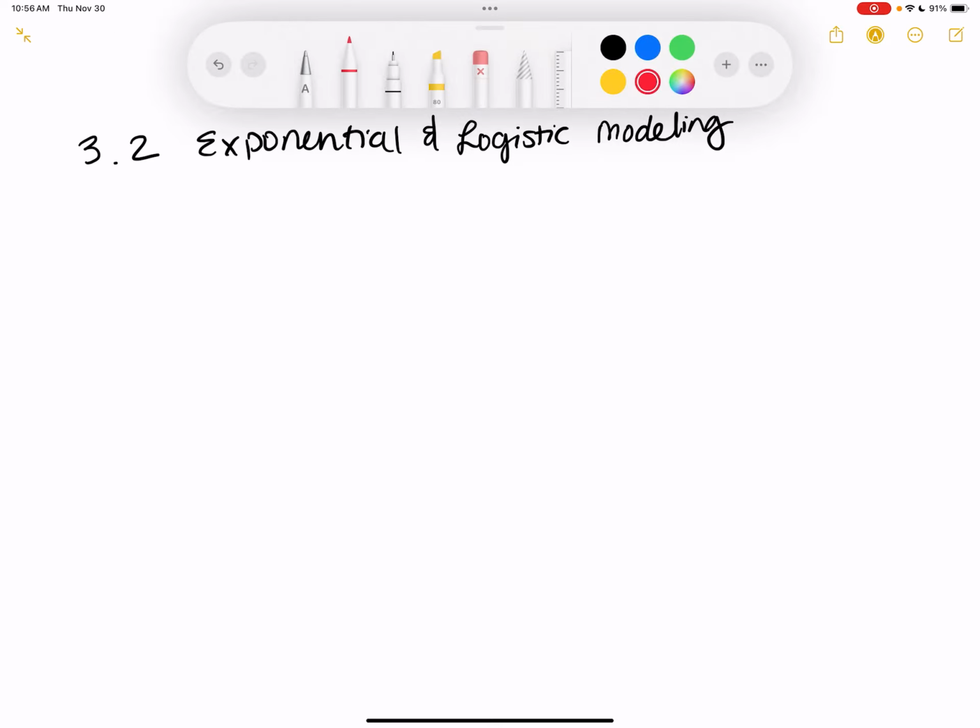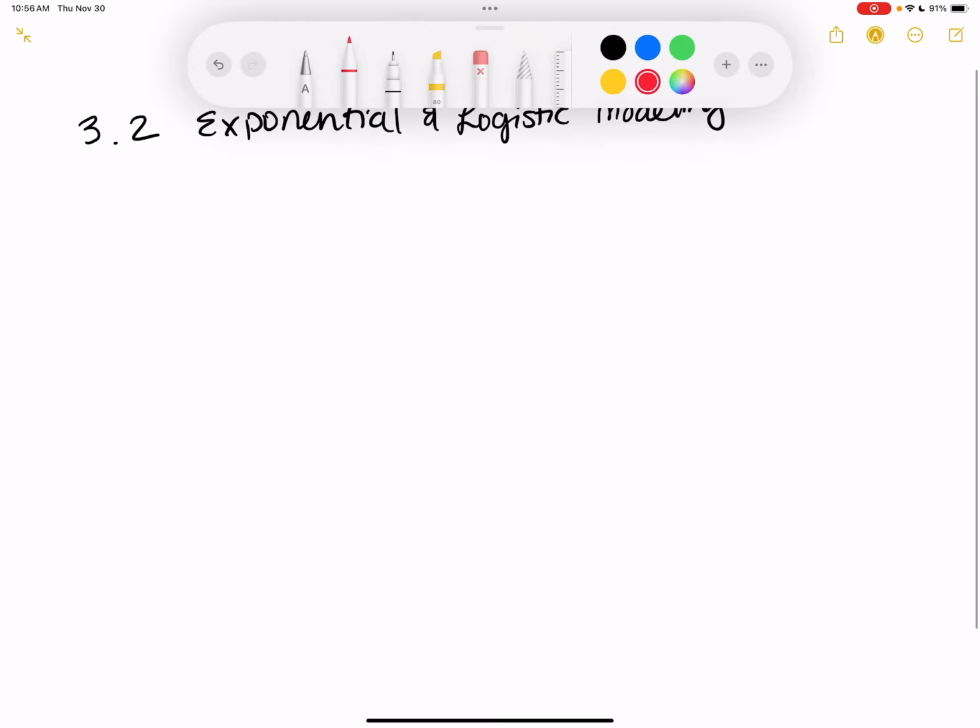3.2 exponential and logistic modeling. So the only notes thing for this section is this one little formula basically for an exponential population model.